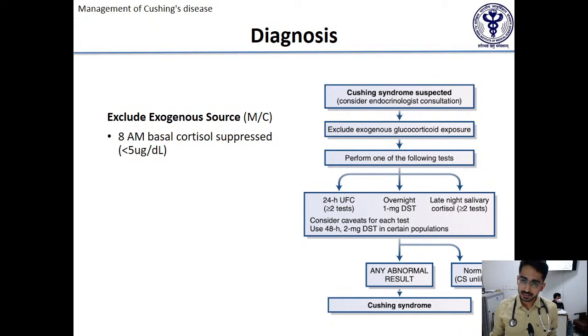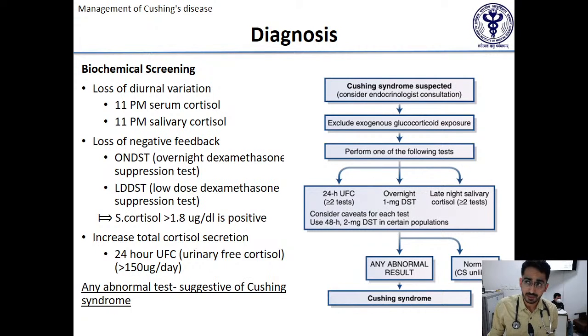So if the clinical screening is positive and we are suspecting Cushing syndrome, the first test that we need to do is take an 8 AM basal cortisol and rule out that it is suppressed. If it is suppressed, if it is less than 5 microgram per deciliter, then it is due to an exogenous cause and we have to get back and take a proper history. However, if it is not suppressed, then we move on to the next step, which is the biochemical screening.